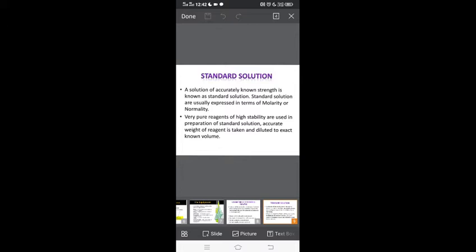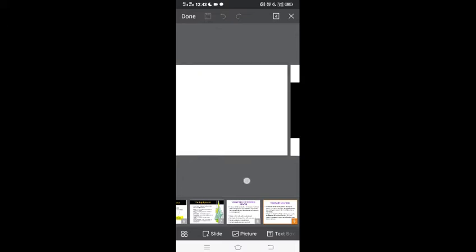It is a hygroscopic substance. So NaOH will absorb moisture, yes or no? Hence its concentration may change after 1 week. So we have a primary standard solution whose concentration cannot change. Hence they are highly pure reagents of highest stability, and they are used to prepare the standard solution.